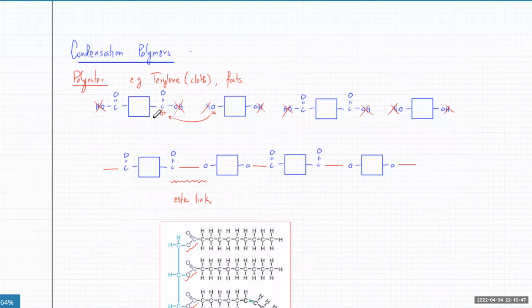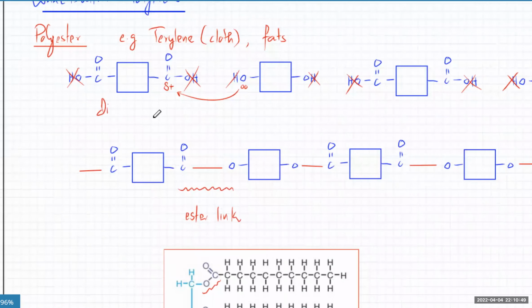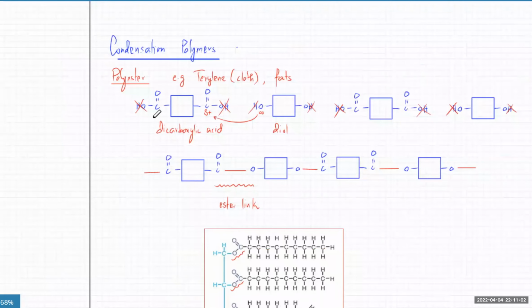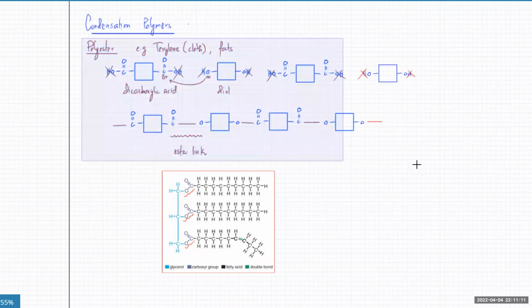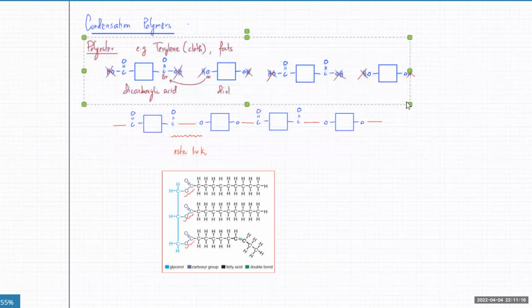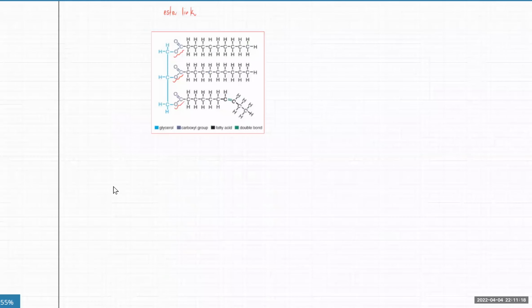It's a dicarboxylic acid, or any molecule that's got carboxylic acids on both sides, reacting with a diol. Those are your two monomers. And the other one is polyamide. That is almost the same. It's kind of the same basic structure. That's how polyamides are formed.